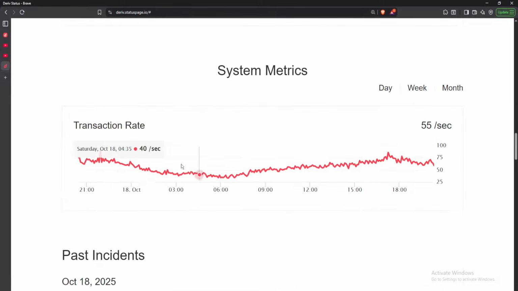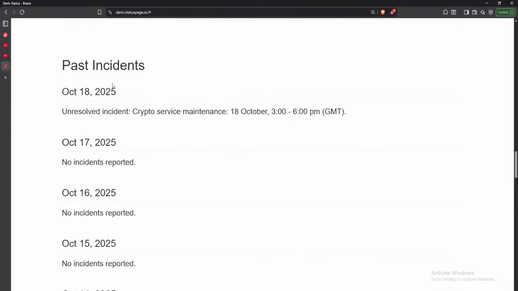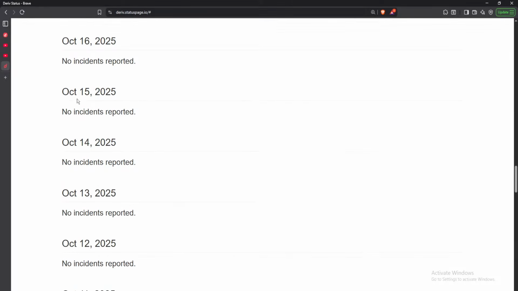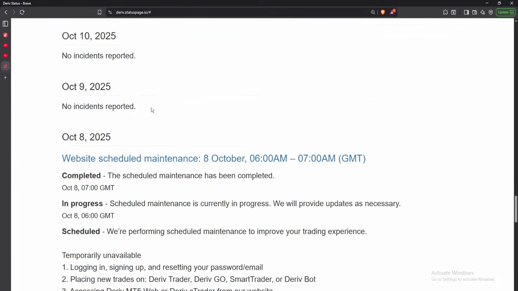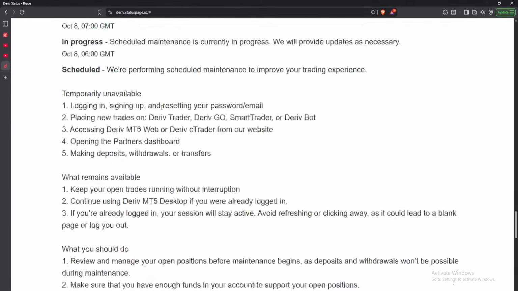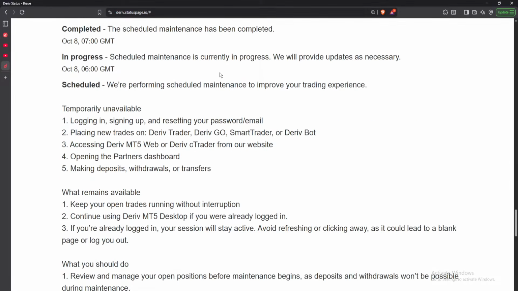When you scroll, you'll be able to see the system metrics, or how the system is performing. You'll also be able to see past incidents. As you can see, on October 18th there was an unresolved incident: crypto service maintenance, there it is. October 17th, no incident. 16, no incident. 15, no incident, and so on. On October 8th, there was a website scheduled maintenance. You can see what happened during that day.